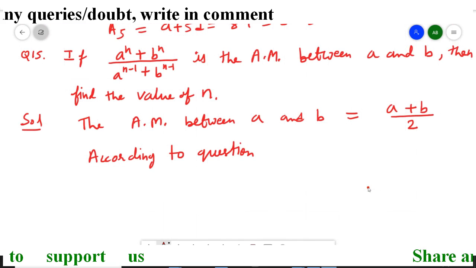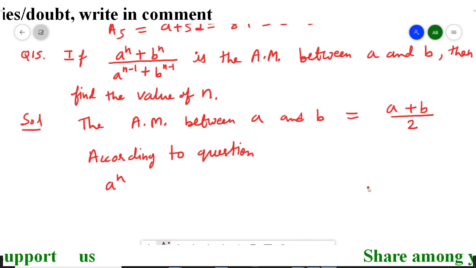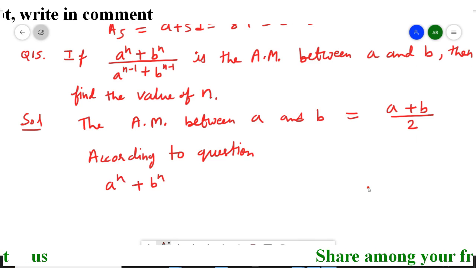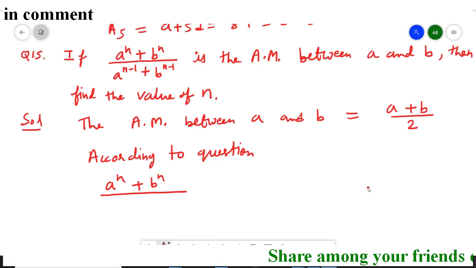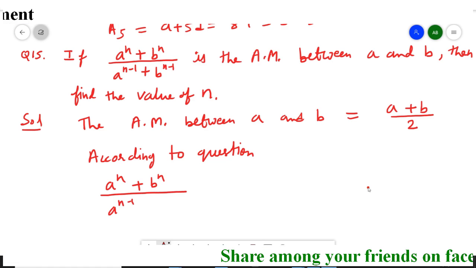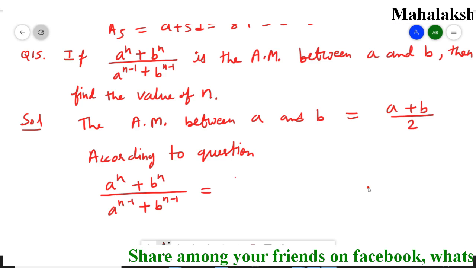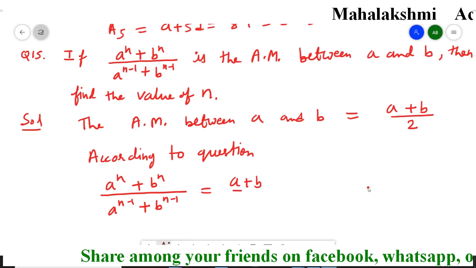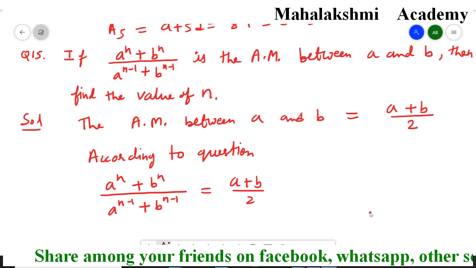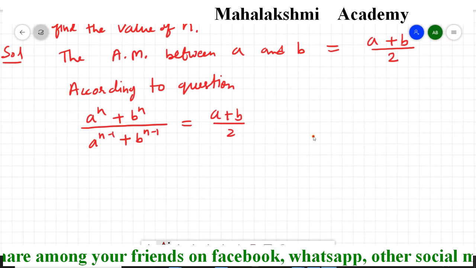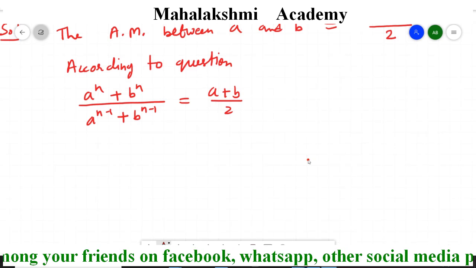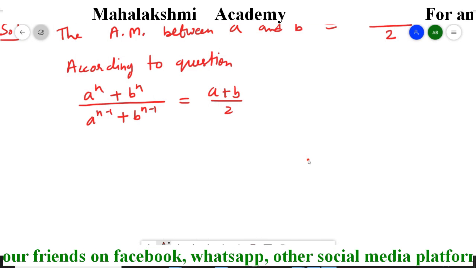That equation is a power n plus b power n whole divided by a power n minus 1 plus b power n minus 1 is equal to a plus b upon 2. Now we got an equation. So this equation we have to solve to get the value of n. So I am going to cross multiply it.